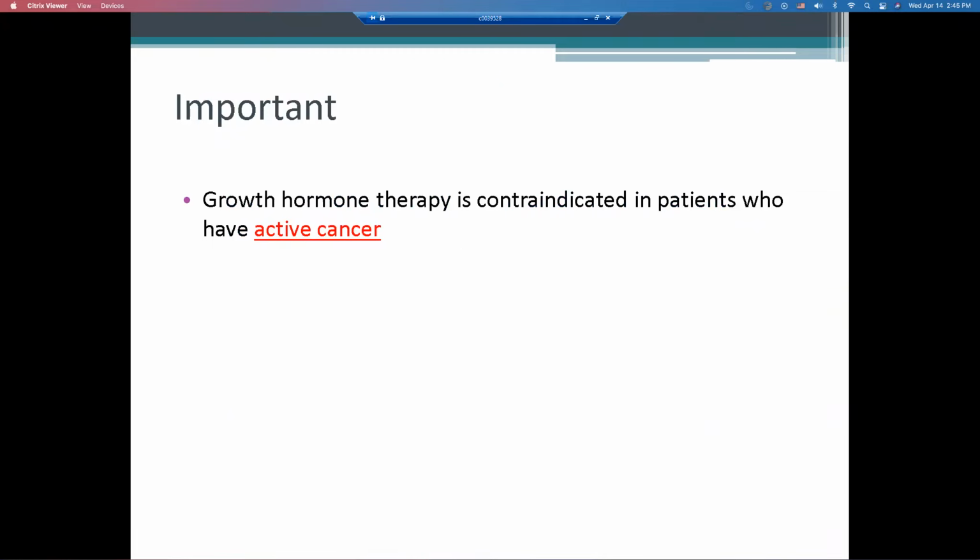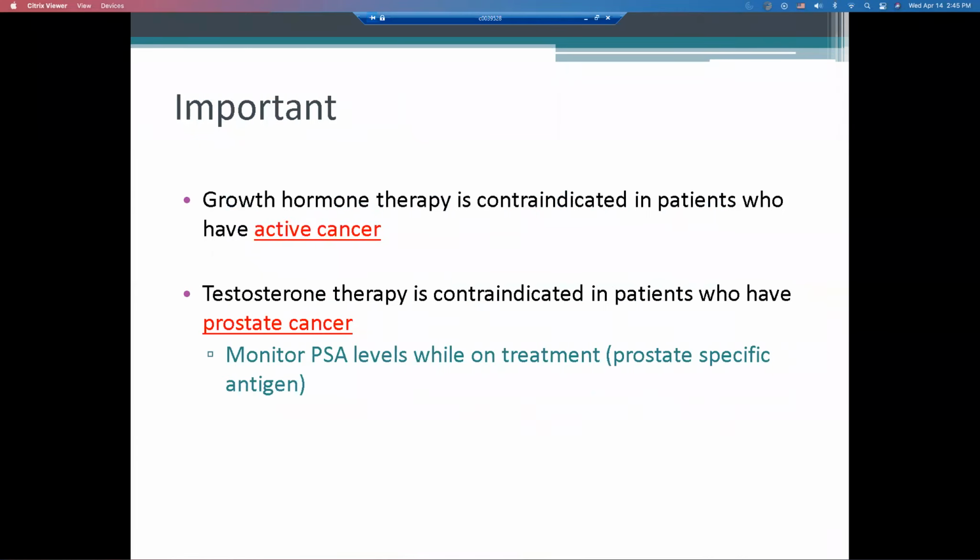Growth hormone induces growth of tissues, and it will do the same for cancer tissue. So never give growth hormone to a patient with active cancer. Similarly with testosterone therapy, just as a reminder, prostate cancer grows on testosterone. Testosterone is the fuel for prostate cancer. However, testosterone does not cause prostate cancer, but those with prostate cancer should avoid testosterone therapy. In reality, urologists or oncologists treat those patients with anti-testosterone drugs that decrease their testosterone to zero so that they can control the cancer.